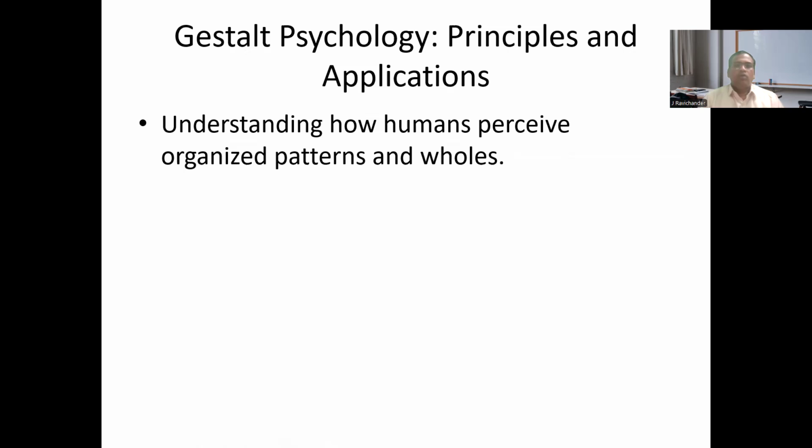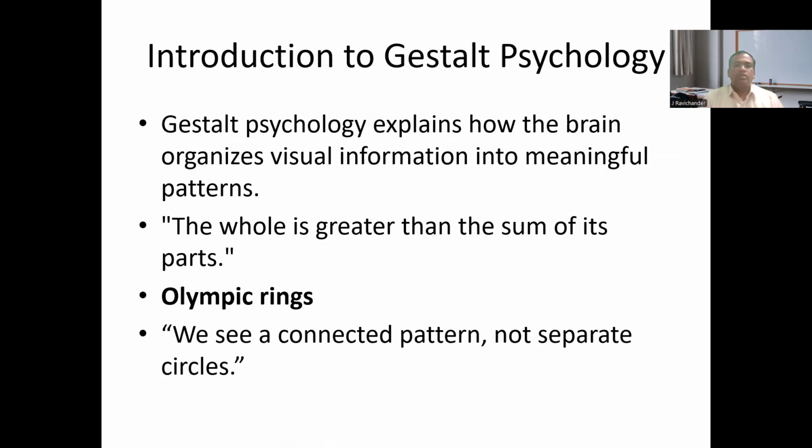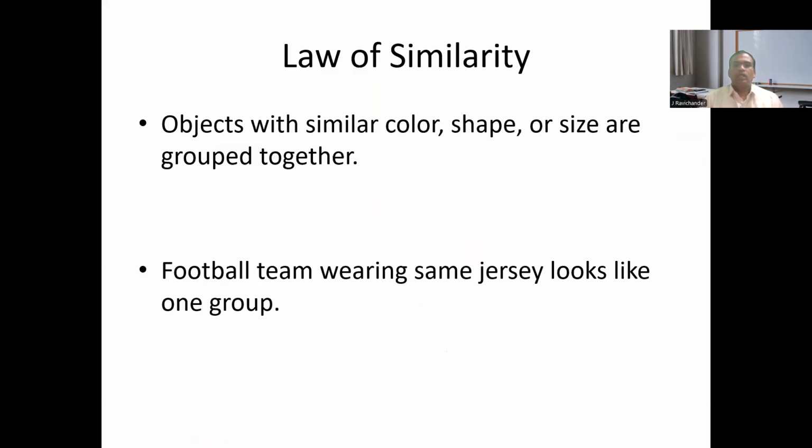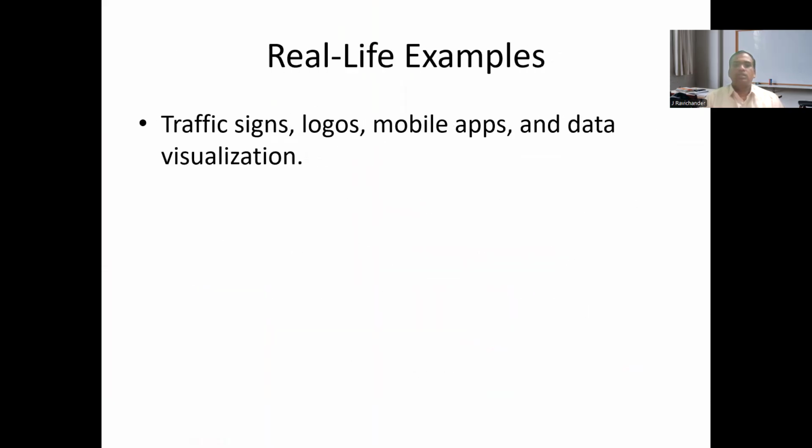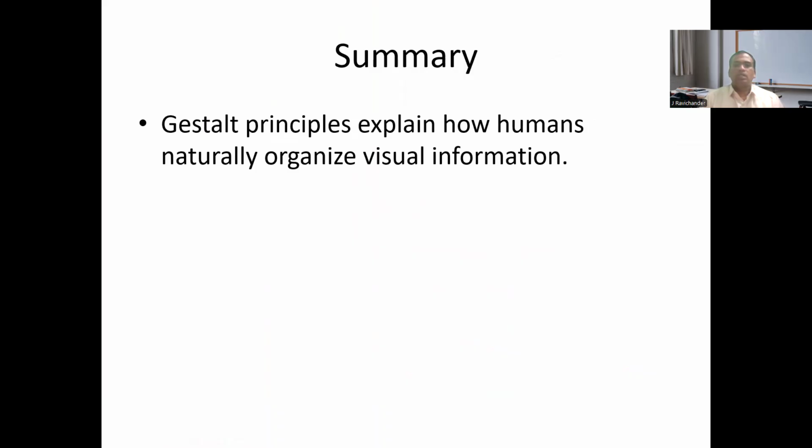Then we have discussed Gestalt principles. Gestalt principles explain how the brain organizes visual information into meaningful patterns. Just like the Olympic rings, even though they are different rings, we see them as one piece of information. So finally, the conclusion in Gestalt principles is that this explains how humans naturally organize visual information. So, thank you.